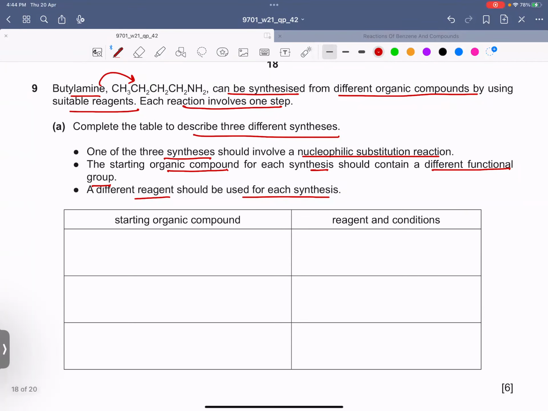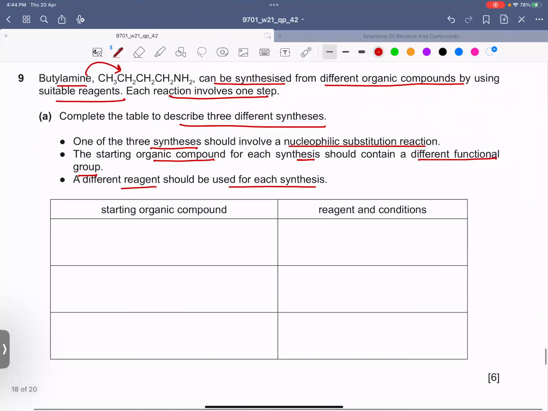So what they are saying is that at the end, you are getting this compound from all of the 3 syntheses, whether it's this one, or this one. You must have 3 different functional groups, and one must include nucleophilic substitution. Okay.